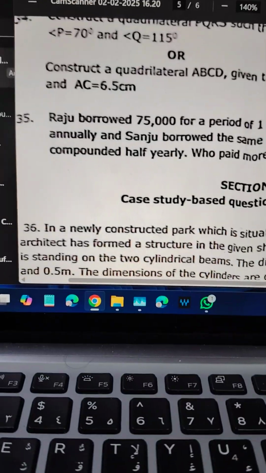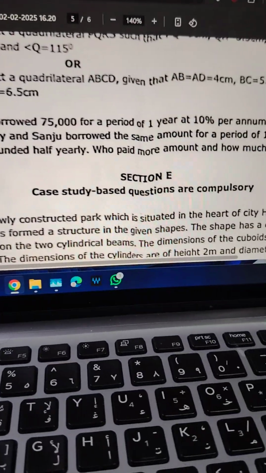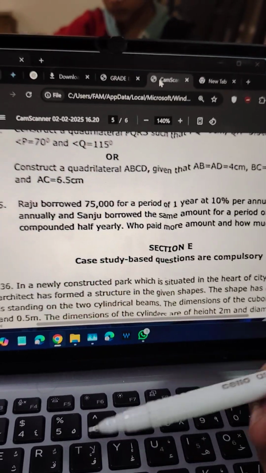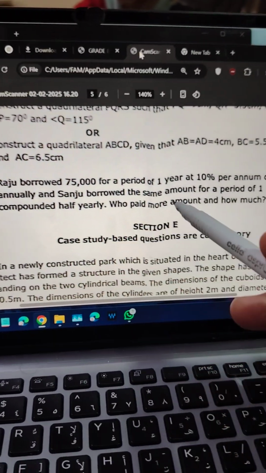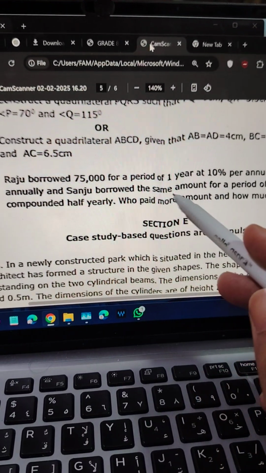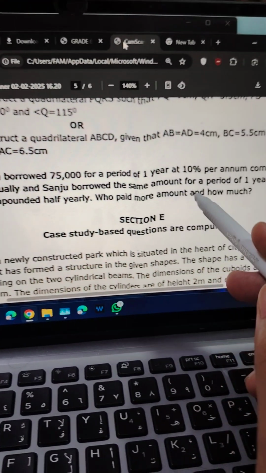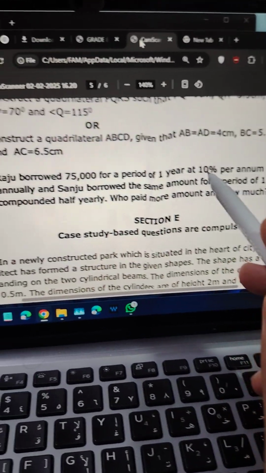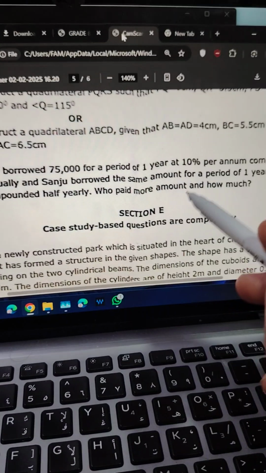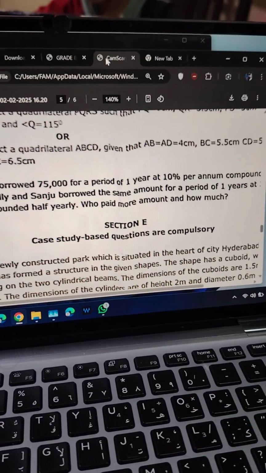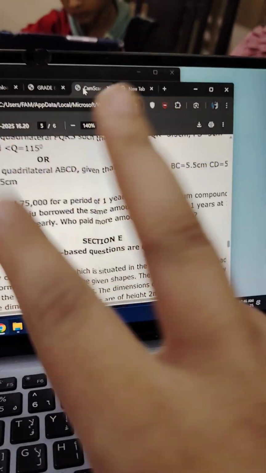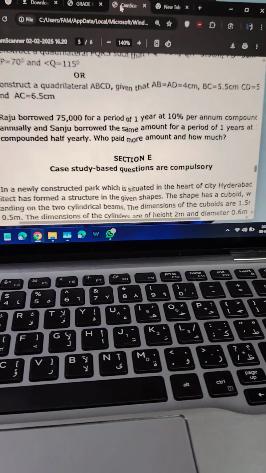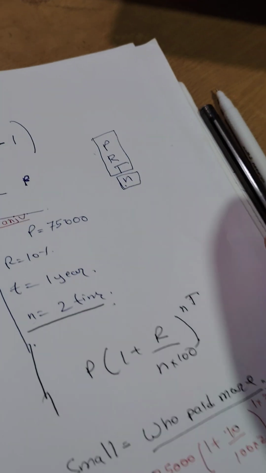Clear? Our question says Raju and Sanju both borrowed the same amount. Raju borrowed 75,000 and Sanju also borrowed 75,000. Both of them took it for 1 year. His interest rate is 10%, and Sanju's interest rate is also 10%. But what is the difference? Sanju has to make 2 payments a year. So what will be our parameters?